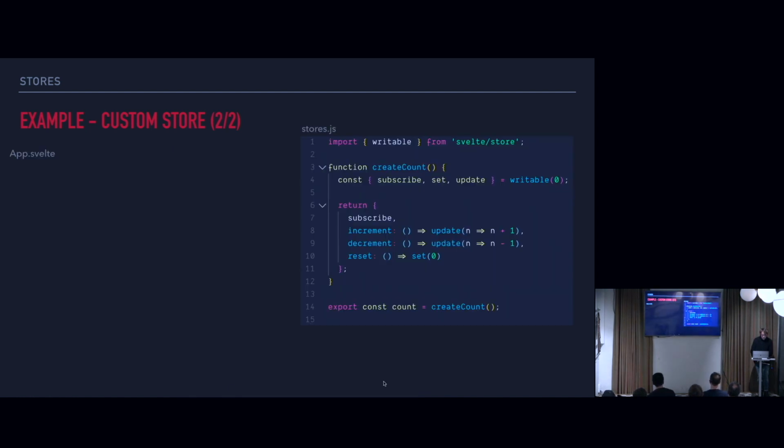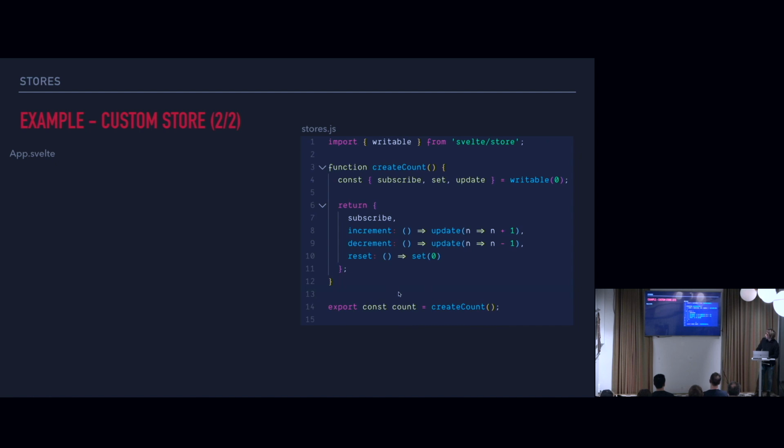Okay, so here's the code. First off, we're importing a couple of methods from the writable store. So the subscribe, the set, and the update method. These are all on the built-in store, so you can use those if you want to. And then we're just returning an object with the subscribe method and 3 more methods that we call increment, decrement, and reset. And in those, we're using the built-in methods from the writable store.